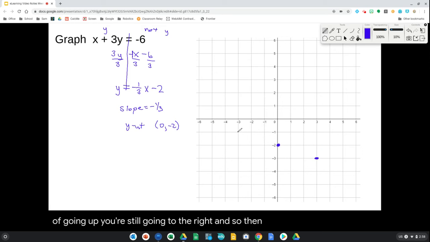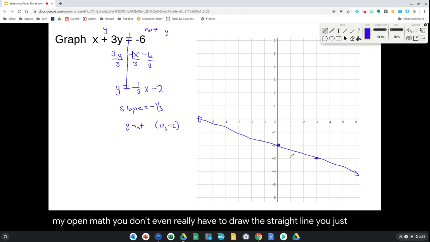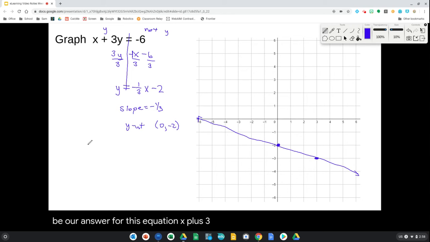And so then again, we could connect those 2 points together. For those of you that are doing your problems on MyOpenMath, you don't even really have to draw this straight line. You just click one point, you click the next point, and it draws the line in for you. But that would be our answer for this equation: x plus 3y equals -6.